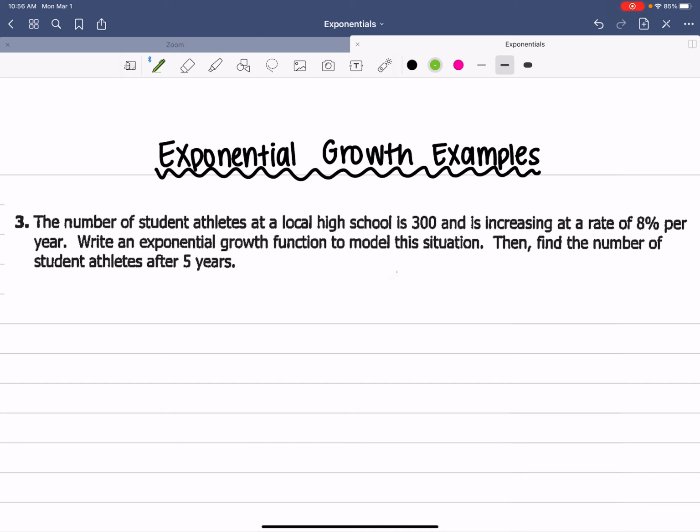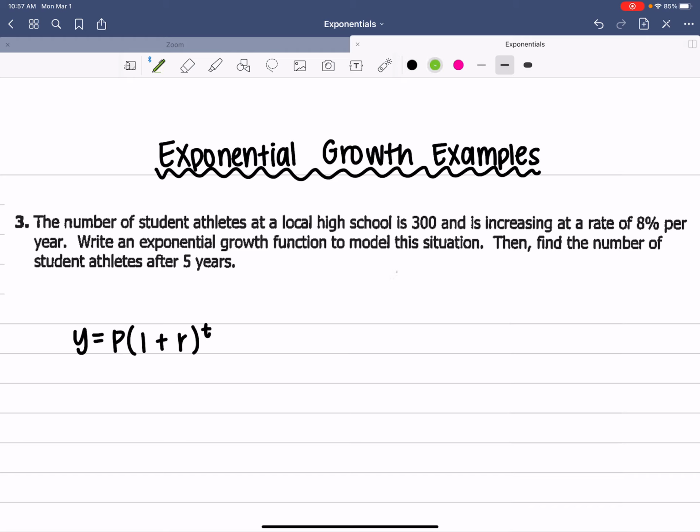So we have that this is an exponential growth function. We know that because it tells us, and we know that because it's increasing at a rate of 8%. So we're going to have to set up our exponential growth equation. That's y equals p times 1 plus r to the power t.